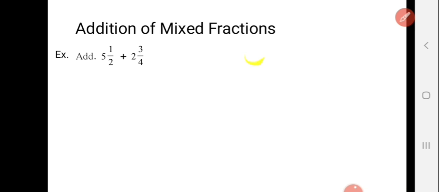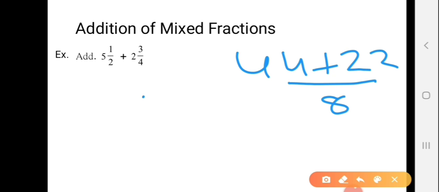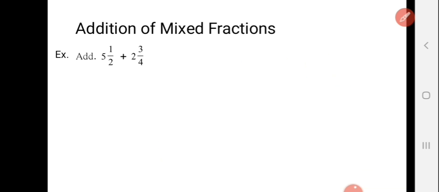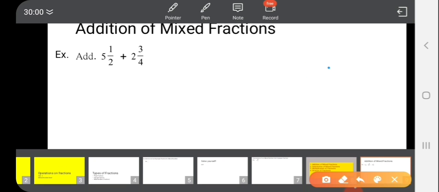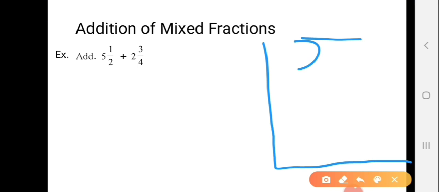So it is nothing but 44 plus 22 by 8, which is 66 by 8. Now we have to do just the conversion. Okay, so let's do the division problem conversion.